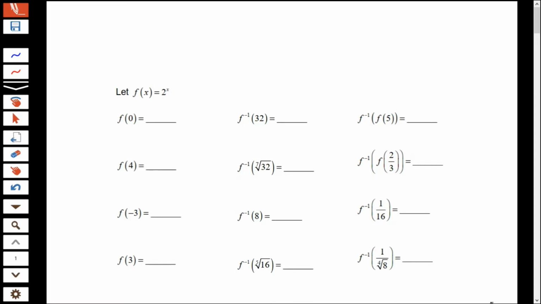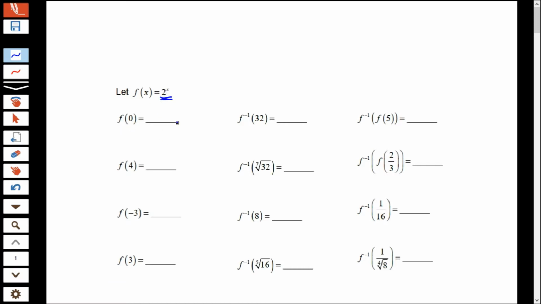All right, guys, I'd like to talk to you about exponential functions. An exponential function is a function a lot like 2 to the x that we have right here. This is written as an exponential function, and we can evaluate exponential functions just like we've been doing.